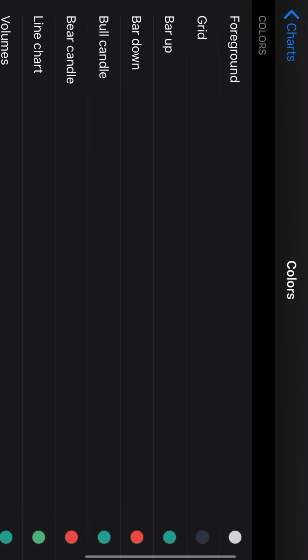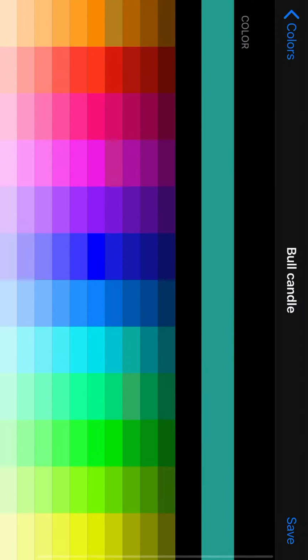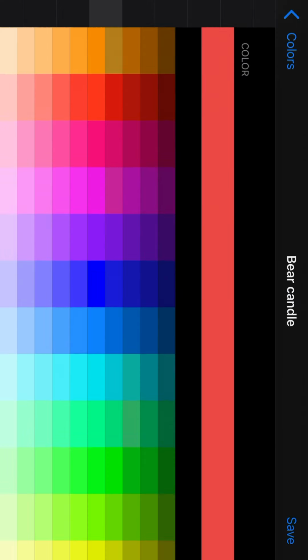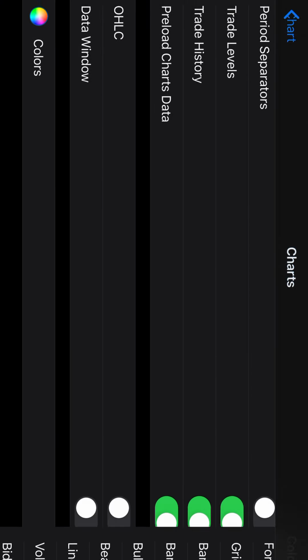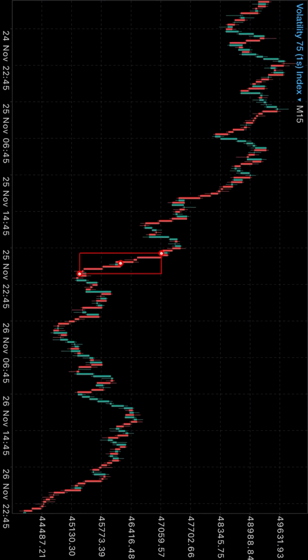Sorry, bear candle, bull candle. Know that a bullish trend is an uptrend. An uptrend is a buying trend. I will explain. Just know that if you want to set it, your bull candle should be green, your bear candle should be red. This is what I'm talking about. Look, these are red.